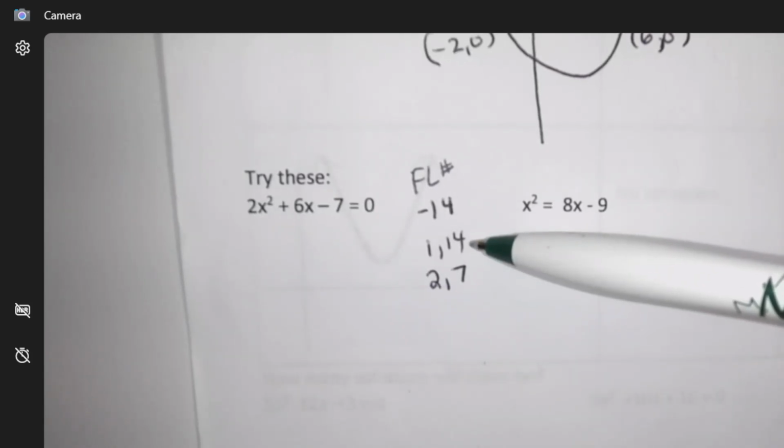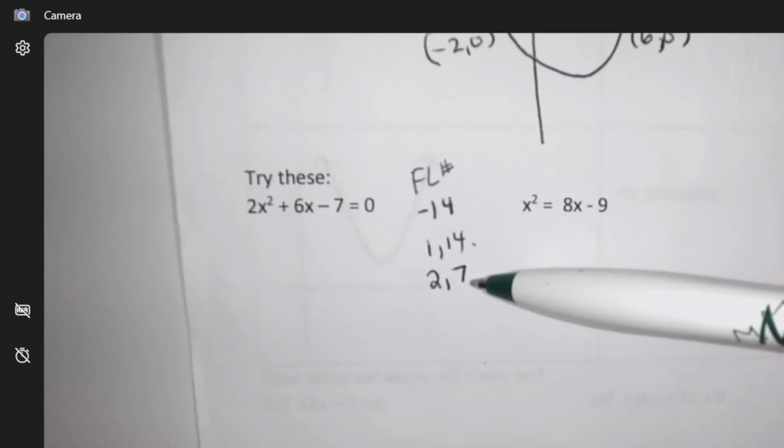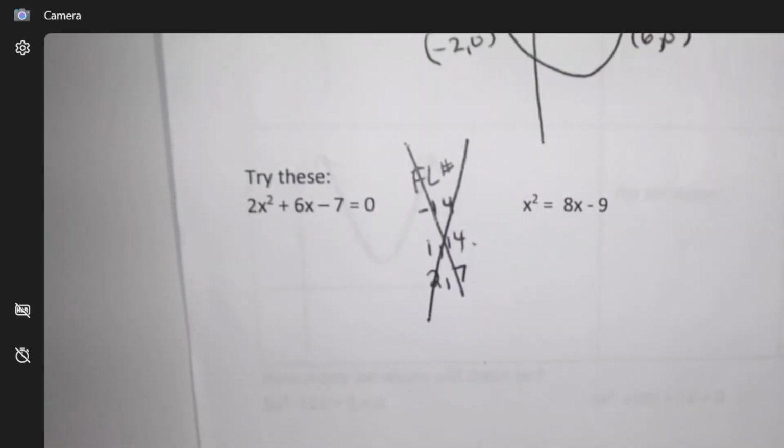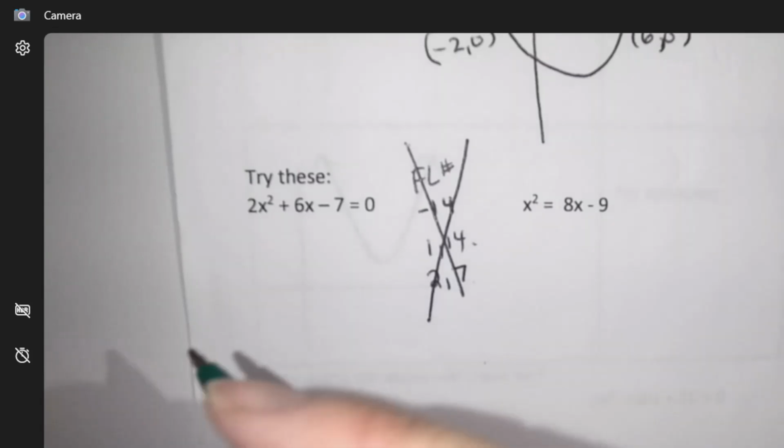Will 1 and 14 ever be able to add to 6 somehow? No. 2 and 7, can I ever make a 6 out of that? No. So what would that tell me? You can't factor this one. It's not factorable because we can't find our partners. Okay? So I have to use the formula for this one.